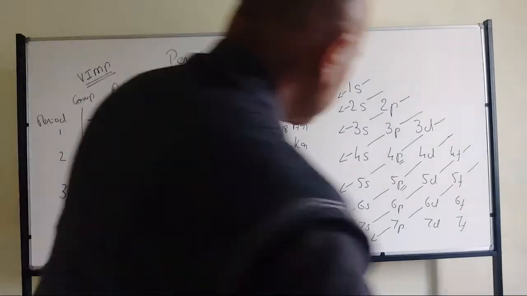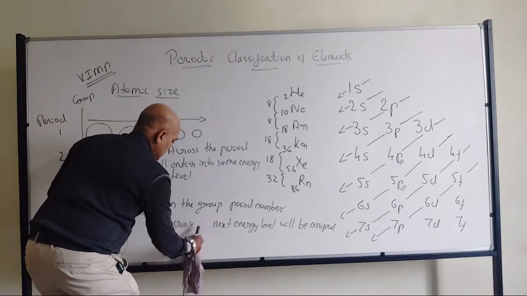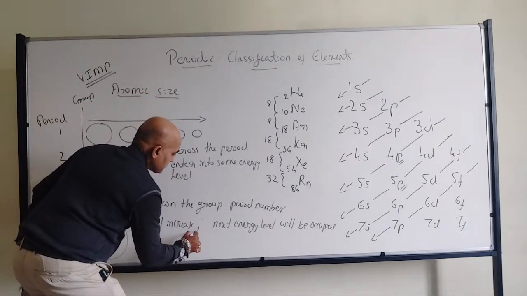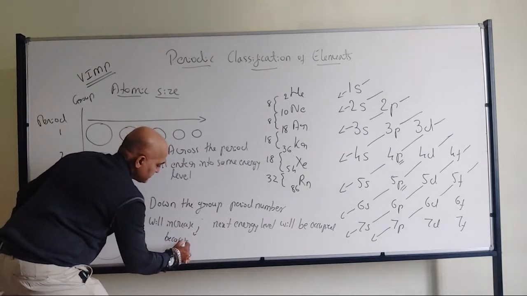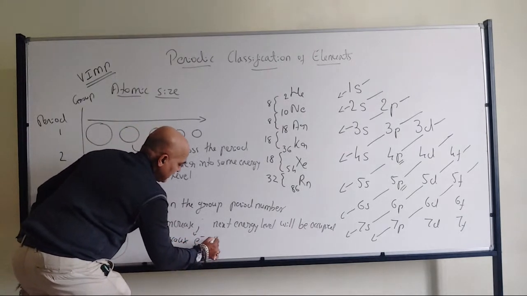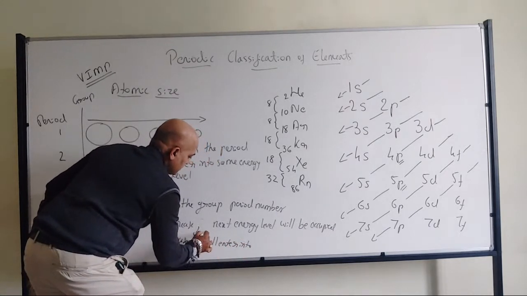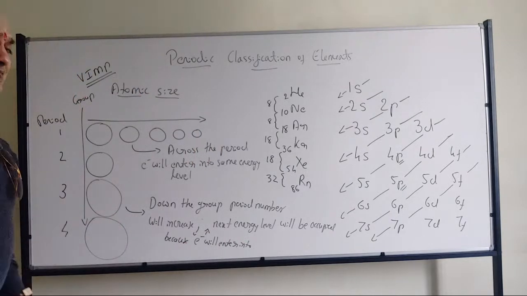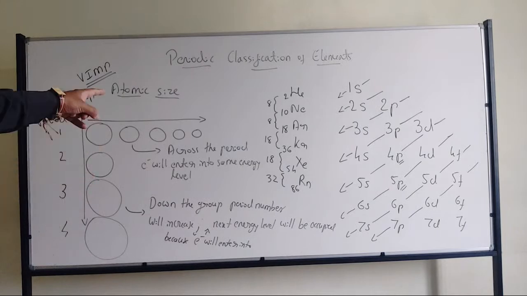So down the group, electrons will enter into the next energy level, so atomic size will increase because electrons will enter into the next energy level. Okay? Next energy level. Therefore, atomic size is getting increased. But across the period, in the same energy level, electrons will enter.